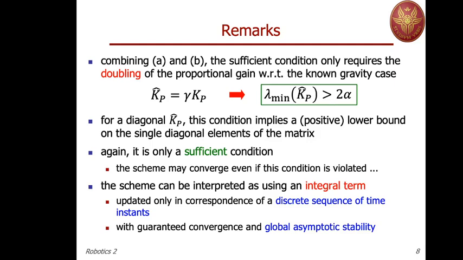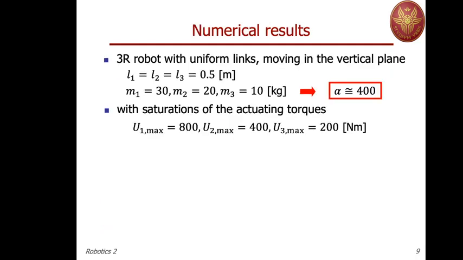And the nice thing is that in this case, in this simplified version of the integral term, we have guaranteed convergence and global asymptotic stability, in fact, without particular condition on the Kp and Kd gain, only a slightly larger value for the Kp hat gain. So let's see a numerical example of this situation.